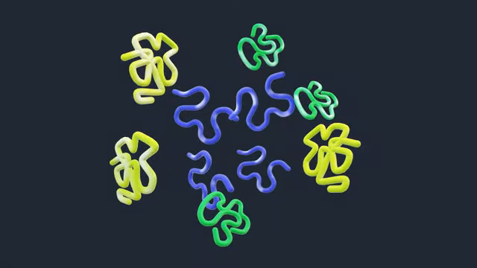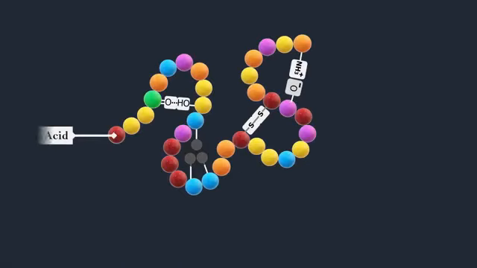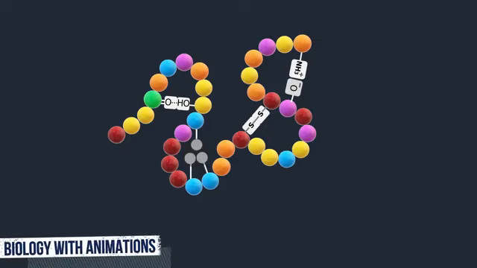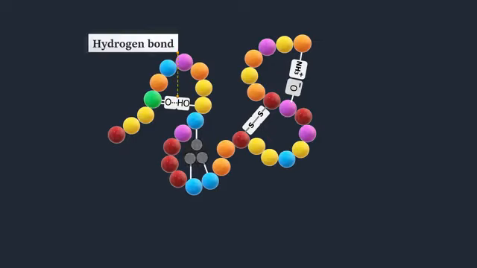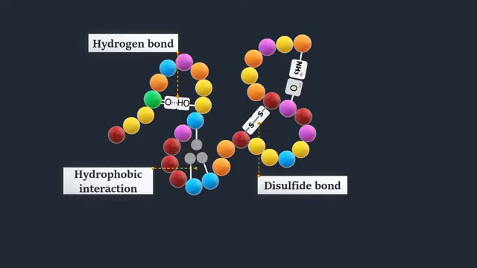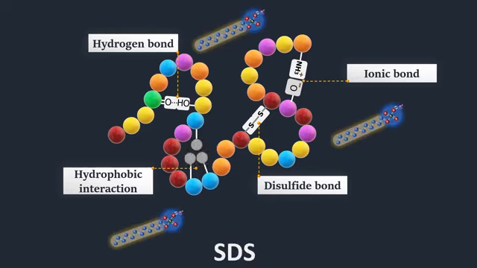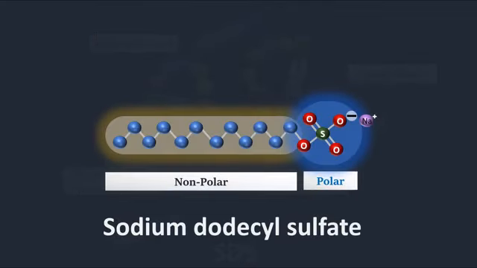Proteins are large biomolecules consisting of one or more long chains of amino acid residues. They are formed by linking amino acids with peptide bonds and fold into specific spatial conformations driven by a number of interactions such as hydrogen bonds, hydrophobic interactions, disulfide bonds, and ionic bonds. SDS is an anionic surfactant that contains a polar head group with a net negative charge at the end of a long hydrophobic carbon chain.